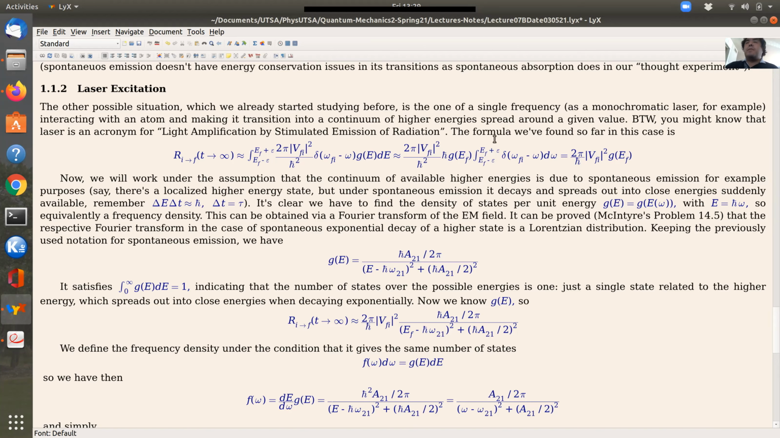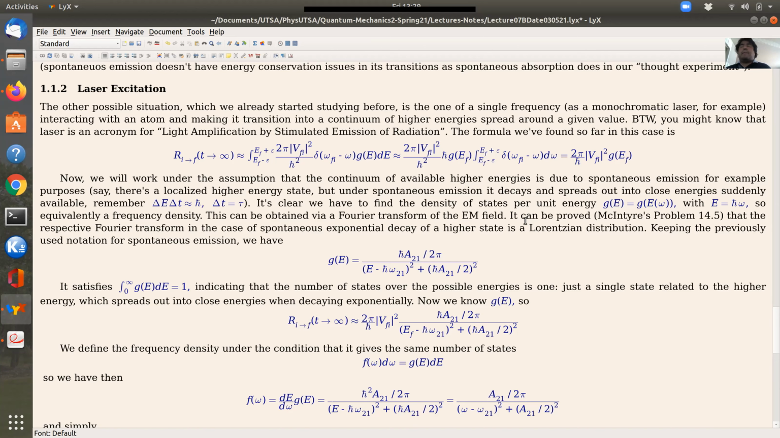So the other possible situation, we commented on it a little bit before, is where you have a single frequency, as in a laser, which has a single frequency. By the way, as a comment, I don't know if you have seen this in your previous courses or not, but laser is an acronym for light amplification by stimulated emission of radiation. And going back to what we're saying, we have a single frequency in the laser, and so it interacts with an atom, and then it makes it transition to a continuum of higher energies.